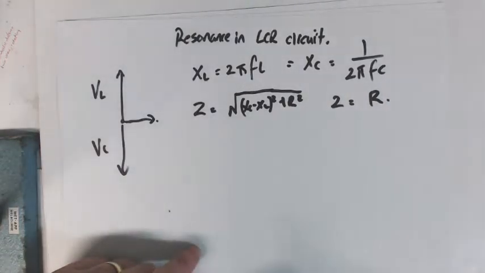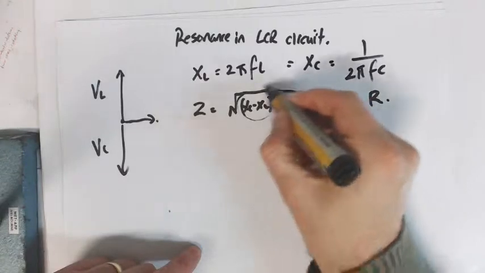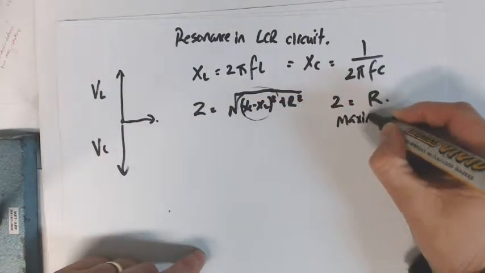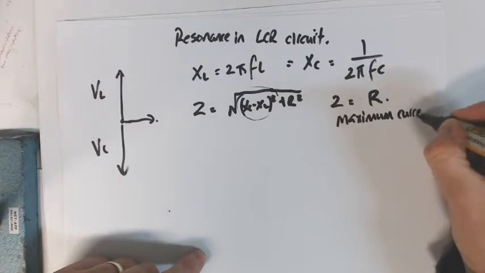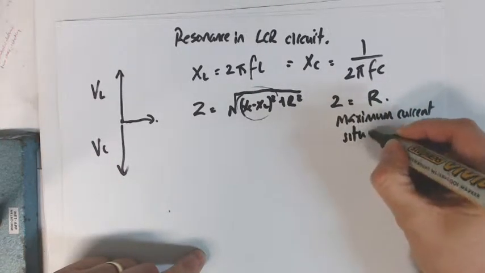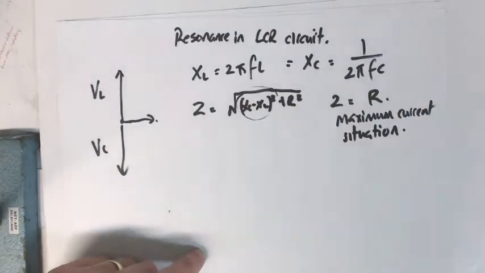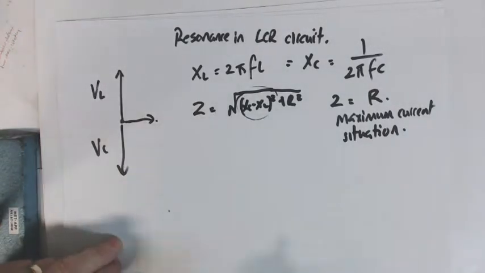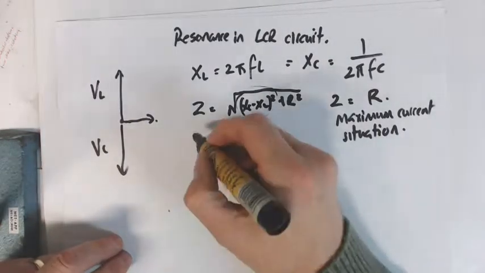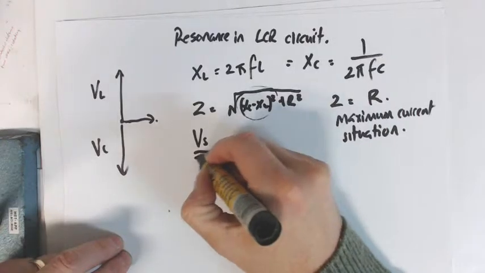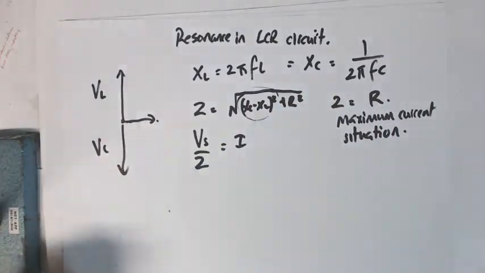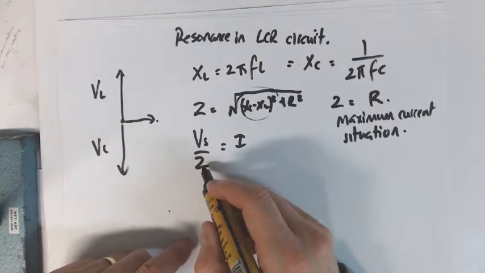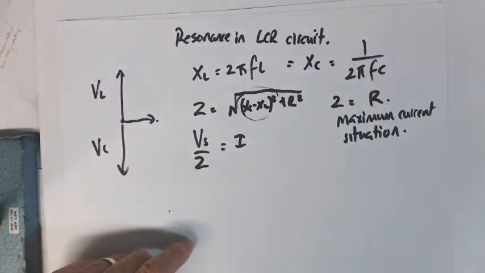This is the lowest resistance we can get, because if there's any number in these, it's going to be higher. So this is the maximum current situation. Right? Maximum current situation. And we call this resonance. Now, when you've got your Z value, Vs over Z equals I, or I times Z equals Vs. So Z is at its minimum, I is at its maximum, because Vs doesn't change.